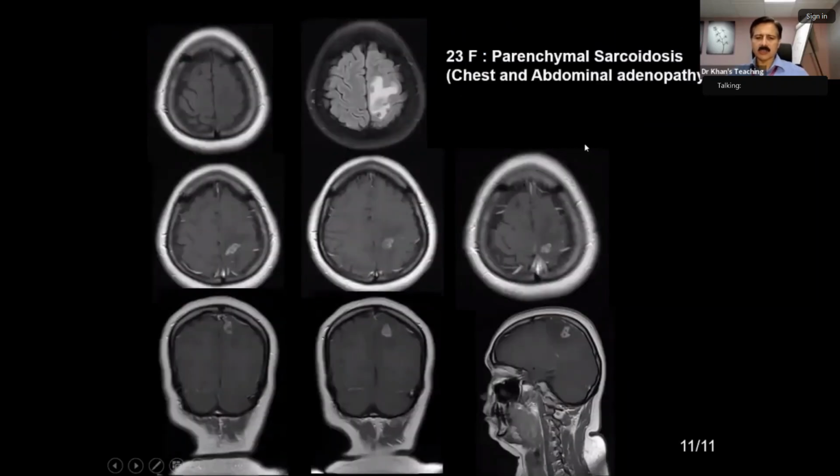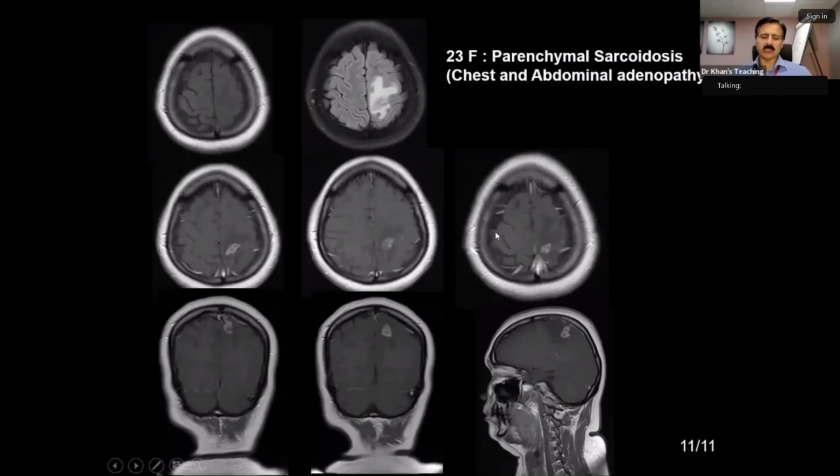This is another case. When we reported it in our hospital, this was a young patient, a 23-year-old female. Initially, we reported it as a primary tumor or solitary metastasis. There was so much edema and there was some enhancement. Initially, it was picked up on a CT scan. If you look carefully, this enhancement goes all the way to the edge.